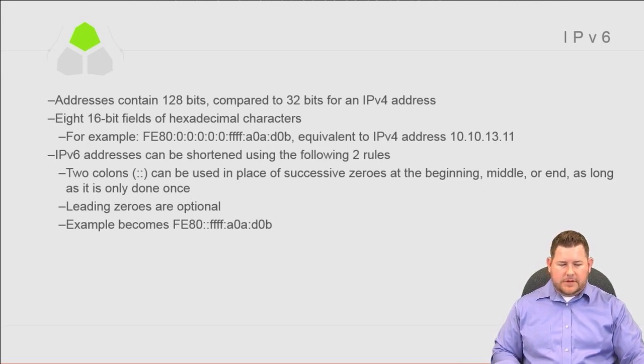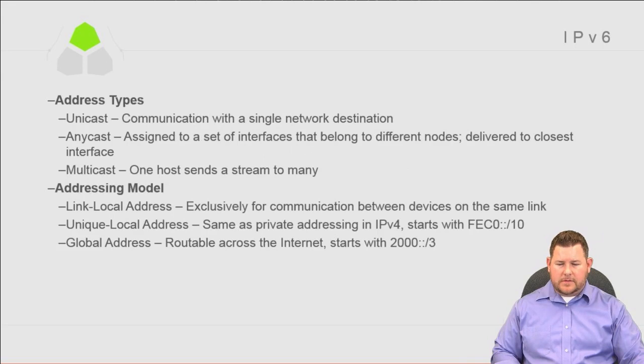Okay, so moving on, the address types in IPv6. So you have a unicast, which is normally what you're going to have for IPv4 communication. It's communication with a single network destination, host to host. Pretty easy. Anycast is an assigned set of interfaces that belong to different nodes, but it's delivered to the closest interface, which is pretty cool.